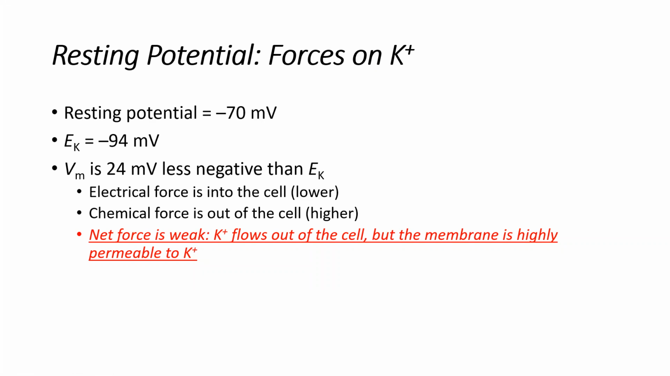And then the membrane is going to be highly permeable to potassium as well. That's another thing that we want to bear in mind. So we have a net weak force because we have an outward flow, but we have more of a permeability to do so.